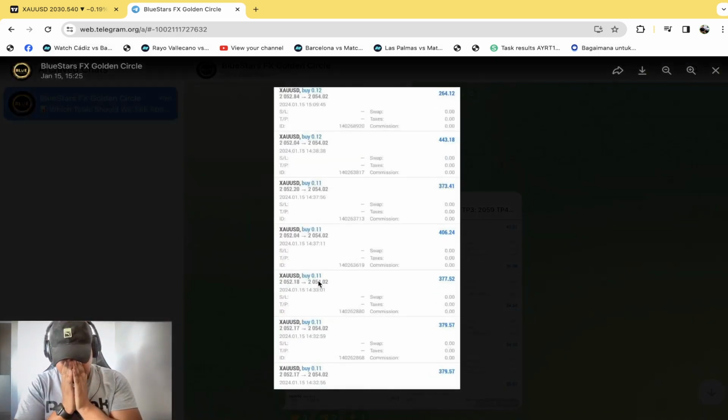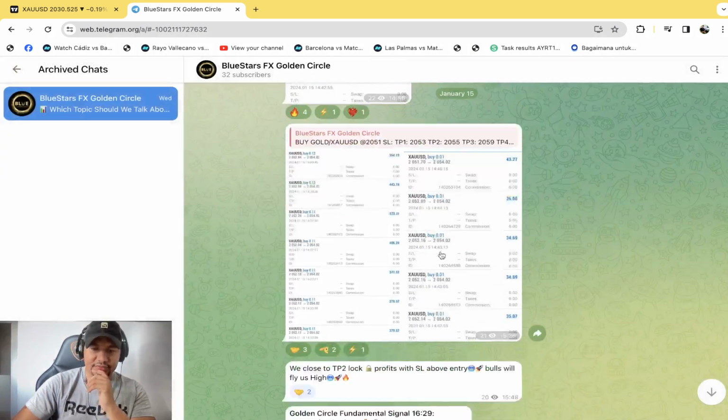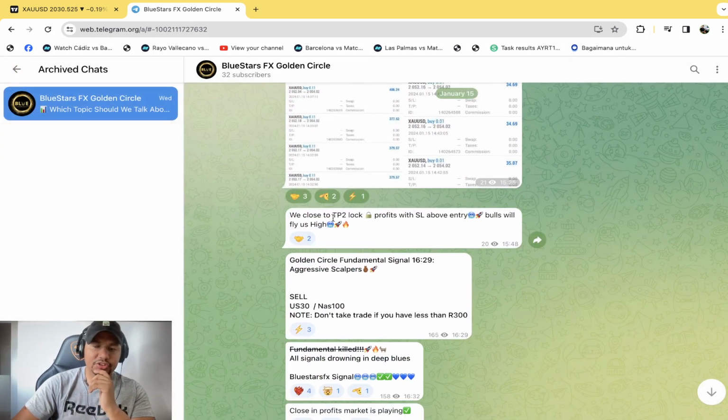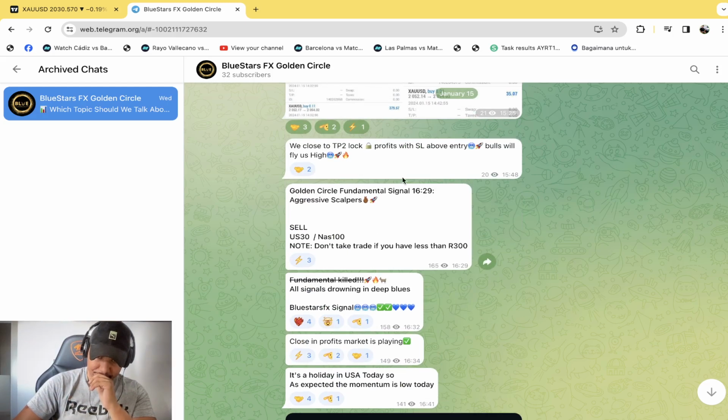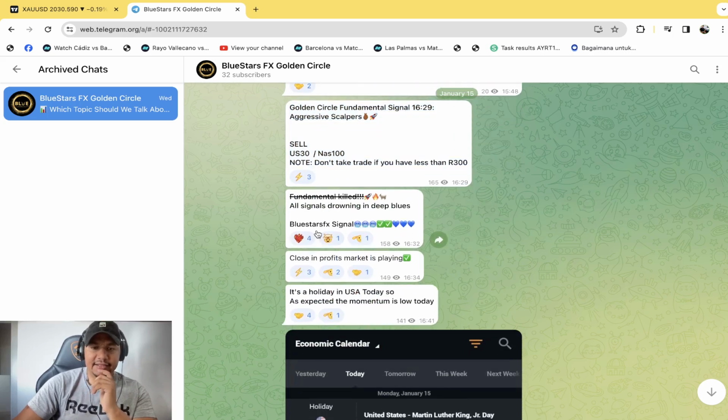Then we got some blue screens, and more blue screens, and as we go through, we close to TP2, lock profits with stop loss above entry, sorry, which was there. I think that around about there you said that they must close it, right? In any case, all signals drowning in deep blues.